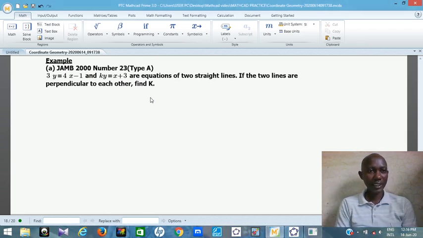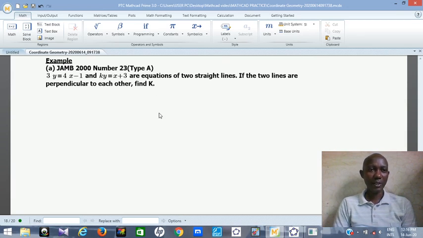So the question says 3y equals 4x minus 1 and ky equals x plus 3 are equations of two straight lines. So you can see the two equations are given, the first equation and the second equation, but k is not known in this second equation. So then it says if the two lines are perpendicular to each other, find k. You can see what the question is saying.